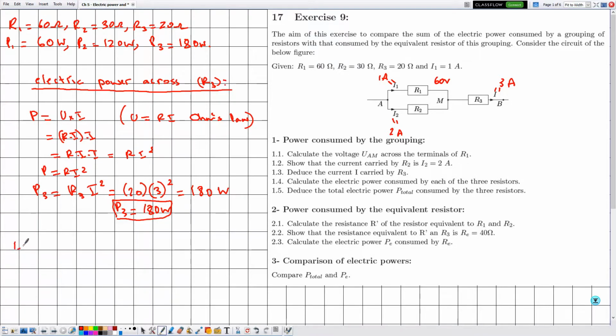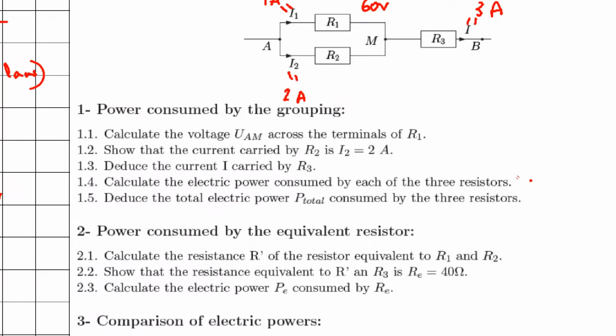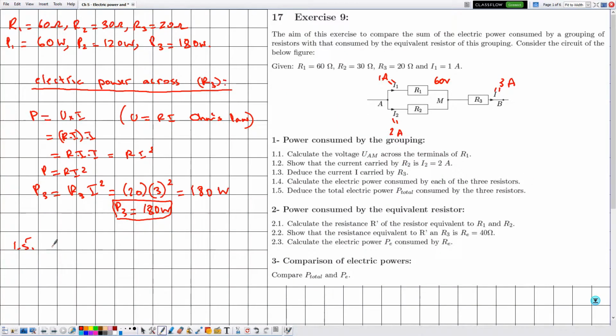Now in 1.5, deduce the total electric power P total consumed by the three resistors. By deduce it means that we need to use the previous part. In 1.4 we have determined P1, P2 and P3. So how is P total related to these? P total means the sum, so simply P total is equal to P1 plus P2 plus P3.